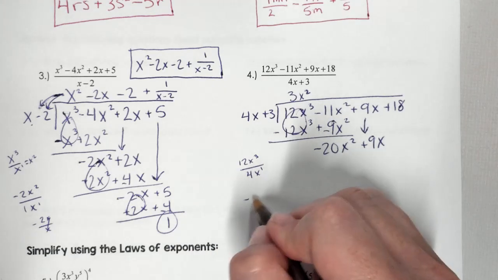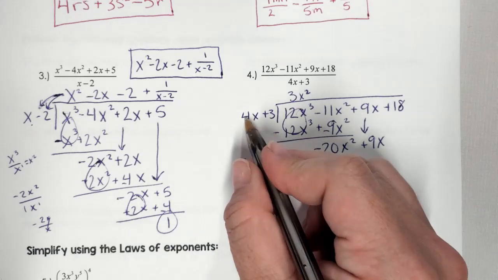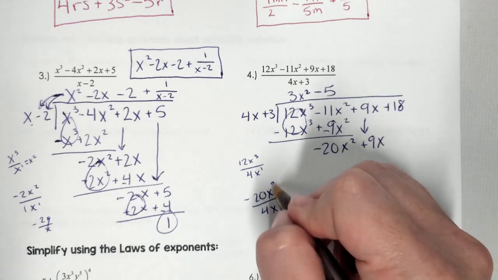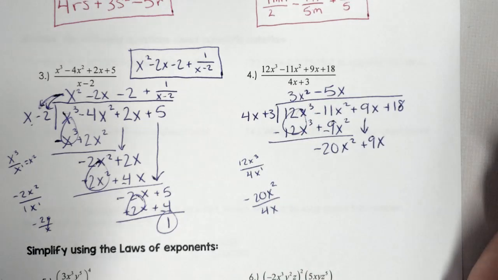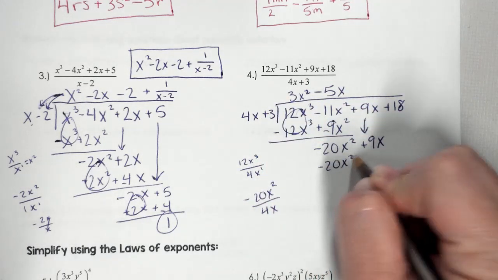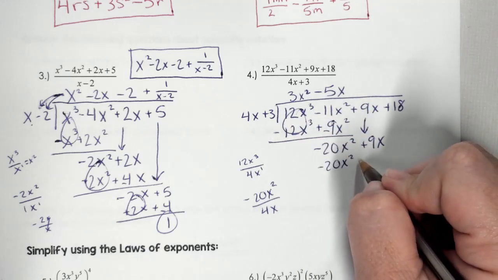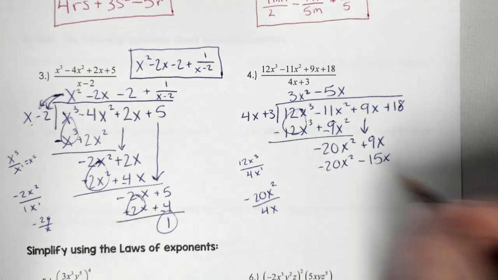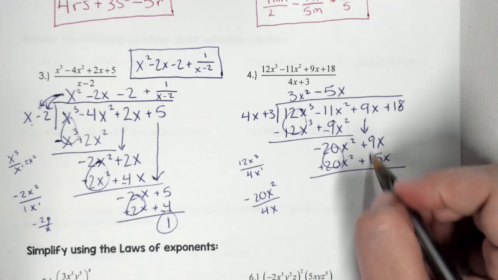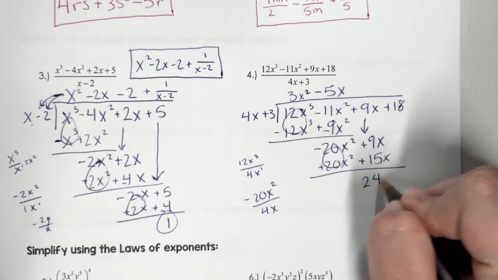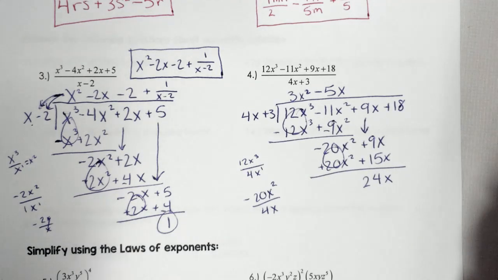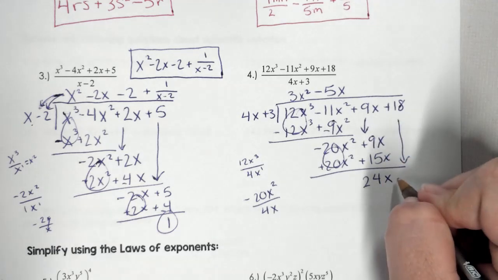So I take my negative 20x squared divided by 4x. Well, negative 20 divided by 4 is negative 5. 2 minus 1 is, I only have 1x left. Negative 5x times 4x is negative 20x squared. Negative 5x times 3 is negative 15x. Subtract, subtract, so opposite, opposite. This zeroes out, and I'm left with 24x. Bring down my last term, so this is my last step.